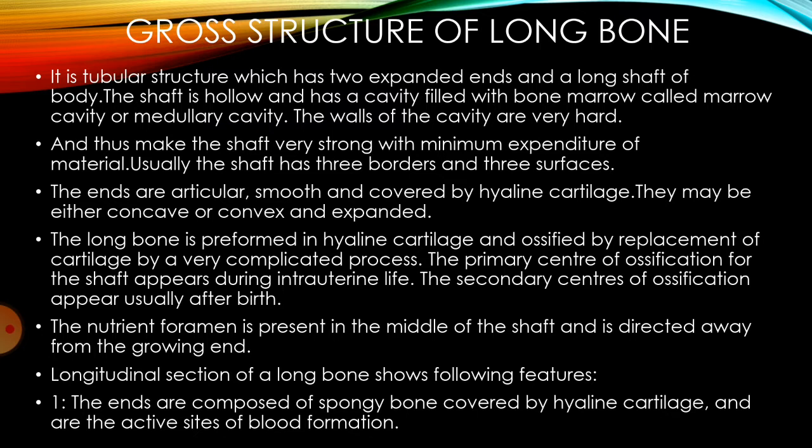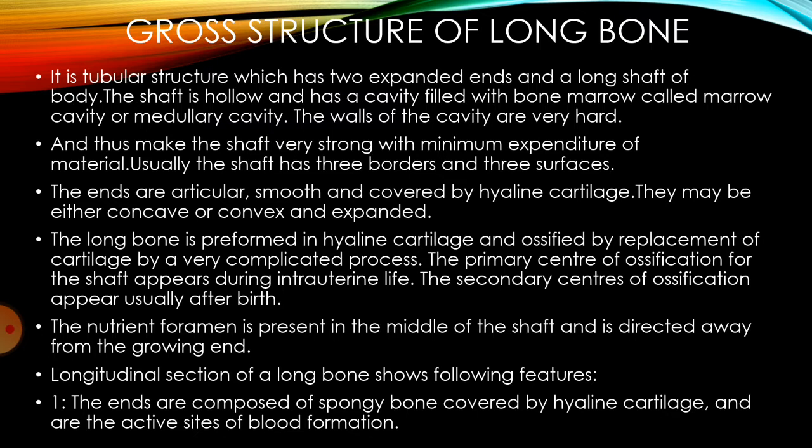We know that the bone is a tubular structure which has two expanded ends, which we named epiphysis, and a long shaft of body, which we named diaphysis. The shaft is hollow and has a cavity filled with bone marrow called the marrow cavity or medullary cavity. We saw this in the cross section, and this medullary cavity was composed of yellow marrow. The walls of the cavity are very hard. We also saw that it was composed of the compact bone. That's why it was very hard, and thus makes the shaft very strong with minimum expenditure of material.